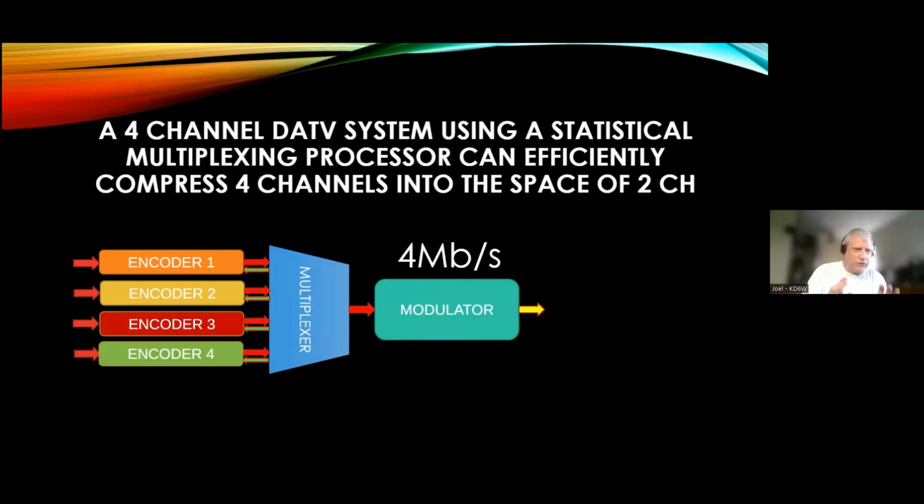So each one of those encoders has a different set of processing requirements. Even though they're all being multiplexed downstream to fit into the modulator, each of the encoders has a feedback loop with the multiplexer to be able to speed up and slow down based on what's going on with the content.